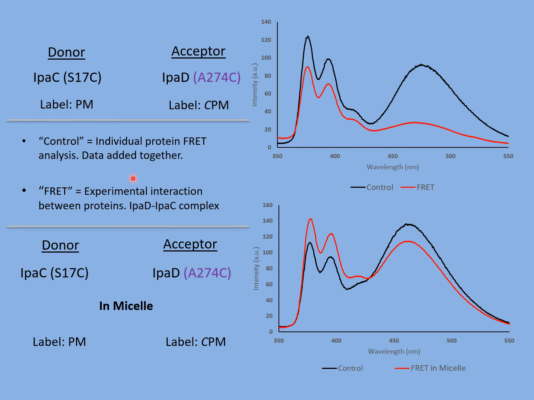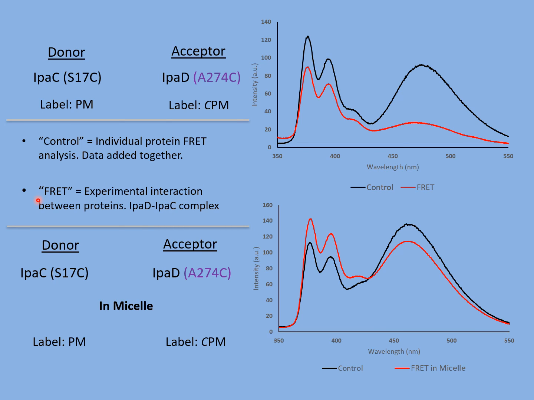All right, so we got our protein. Now it's time to get our results, and here are the official FRET results. But before I diverge, let's get used to some terminology. Control just simply means the individual protein FRET analysis, which is we're putting 150 microliters of IpaC protein into a cuvette and getting a FRET reading, and then we do the same thing with IpaD, put it into a cuvette, get a FRET reading, and then that spectrum is combined together in an Excel sheet to produce this control spectrum, this control plot.